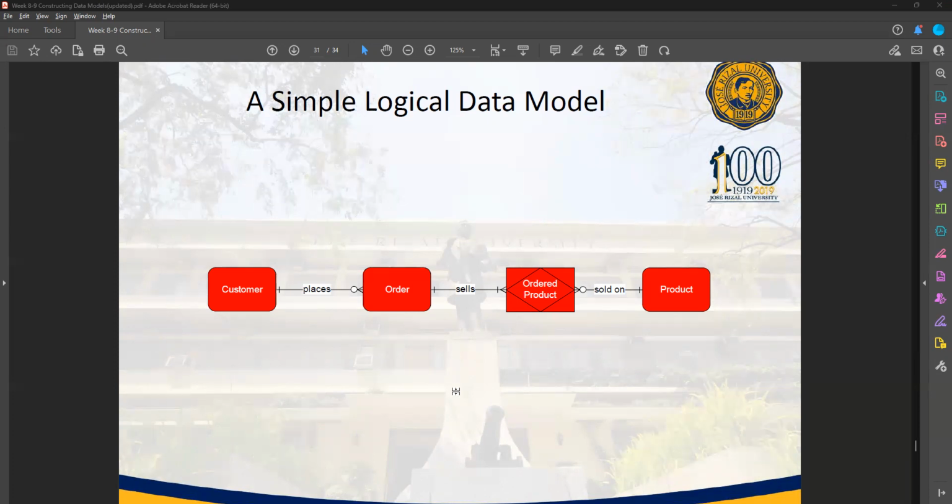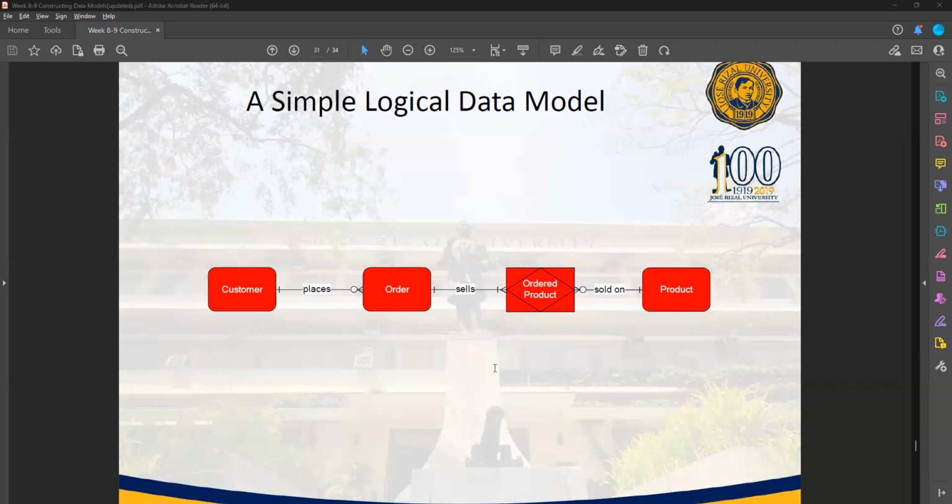Okay? So a logical data model, guys, is typically used during the analysis and design phases of a project to help understand the requirements for a new system or to improve on an existing one. So, this is our example.